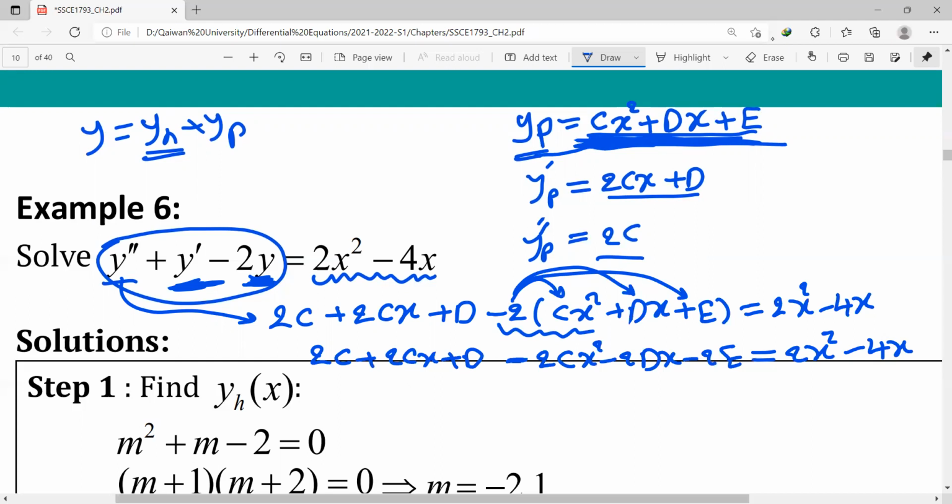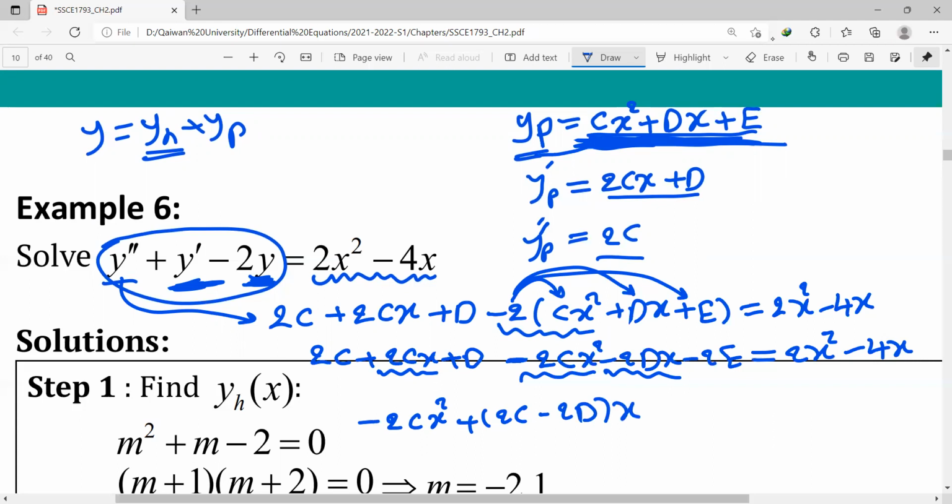Okay, let's see. How many terms do we have with x squared? We have only one term, which is minus 2c x squared. And this is x squared. How many x terms do we have? We have minus 2dx and 2cx. That means plus 2cx minus 2dx. Let's take x as the common factor: 2c minus 2d, times x. Is it?